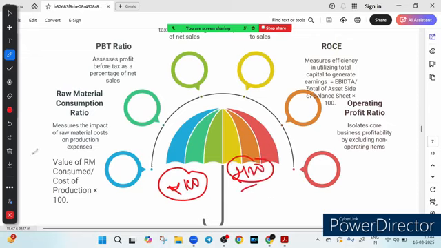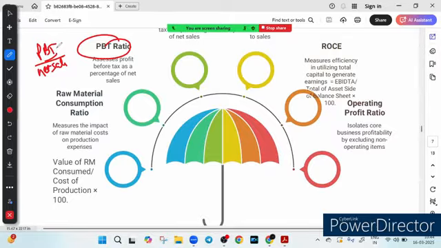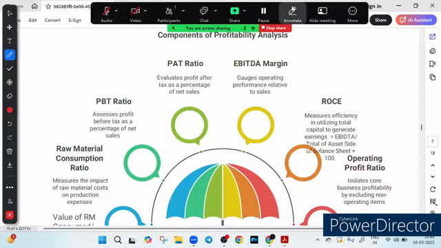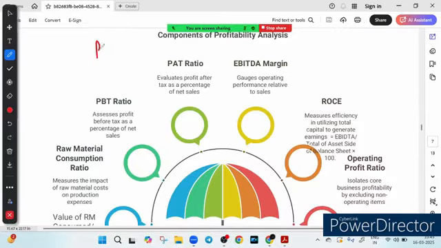Then we have the next ratio, which we call the PBT ratio, the profit before tax ratio. It assesses profit before tax as a percentage of net sales. So in the denominator you will have net sales, and in the numerator you will have profit before tax. A higher ratio means strong earnings before taxation. Then the next ratio we have is called the PAT ratio. PAT means profit after tax. So it evaluates the profit after tax with respect to net sales.